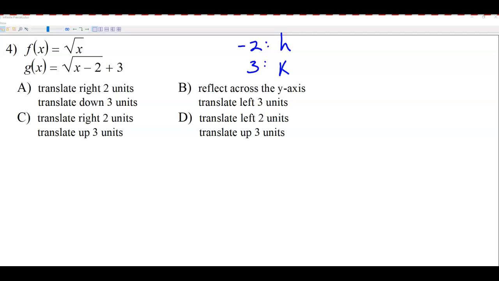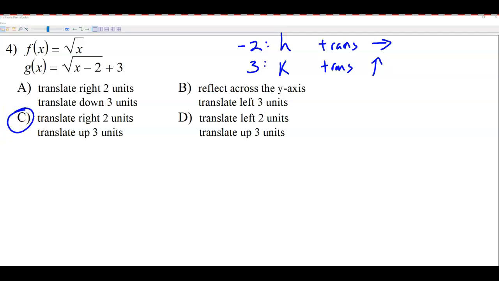Stephen, what does this -2 do? It translates to the right. Okay, it translates right. And Denise, what does the K do? And therefore, my answer would be C? Okay, good.